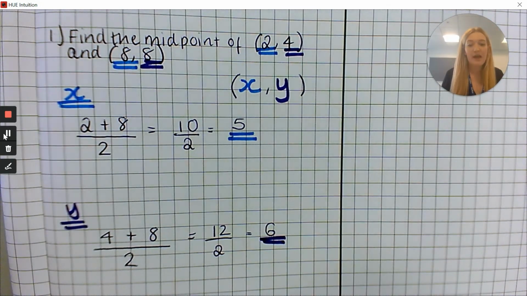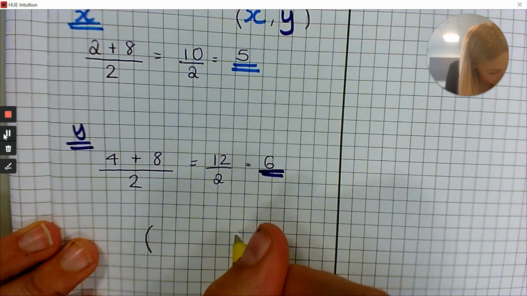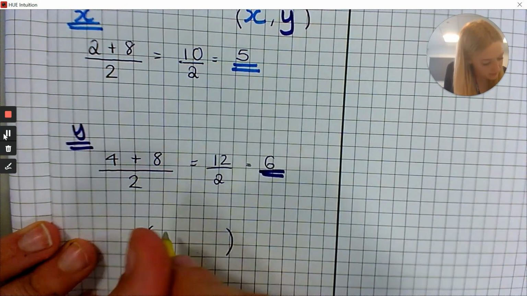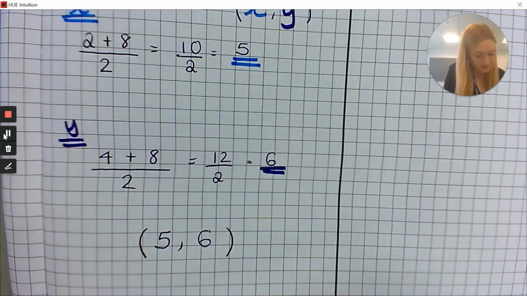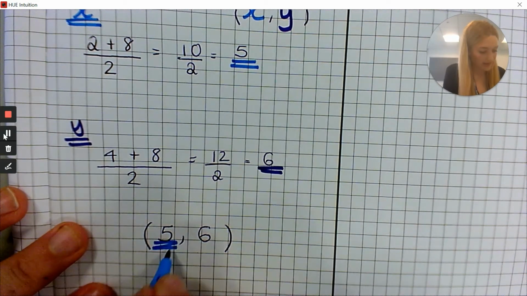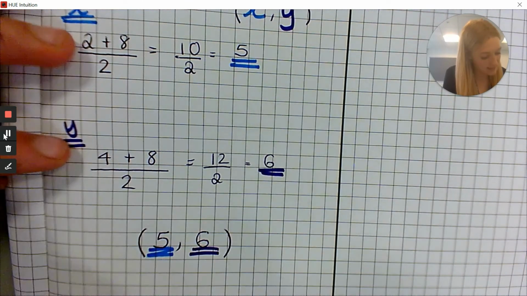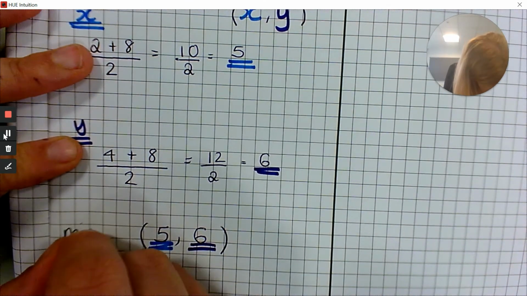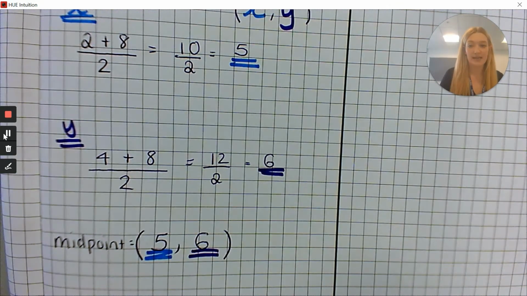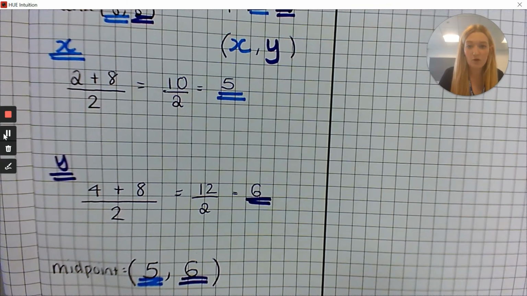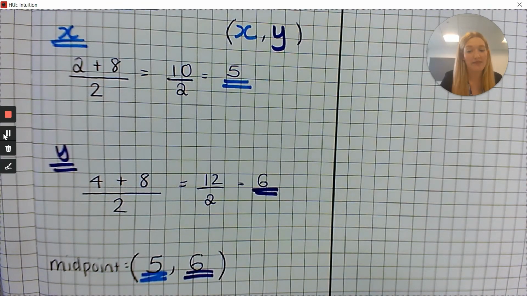My last step is to put it all together. So my x number is 5. Remember, x goes first. My y number is 6. So that's the coordinate of my midpoint. Again, I can just underline it so it's clear which is which. So my midpoint equals 5, 6. You want to make sure that you've got all of that copied out really neatly, ready to have a go at the next example.